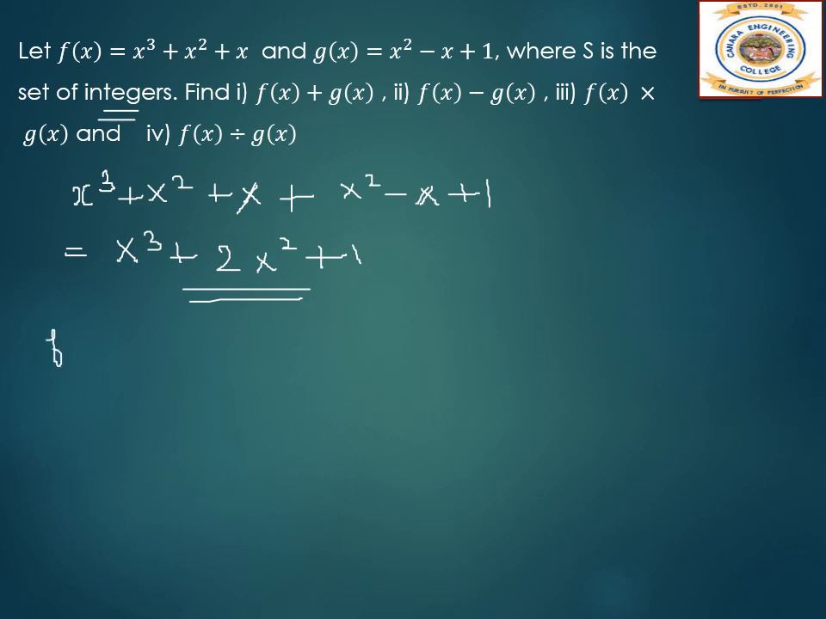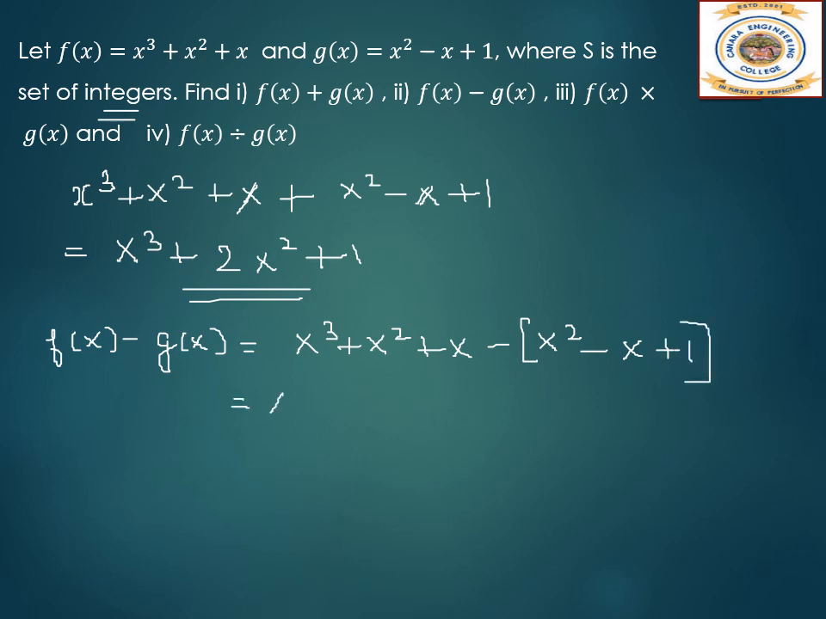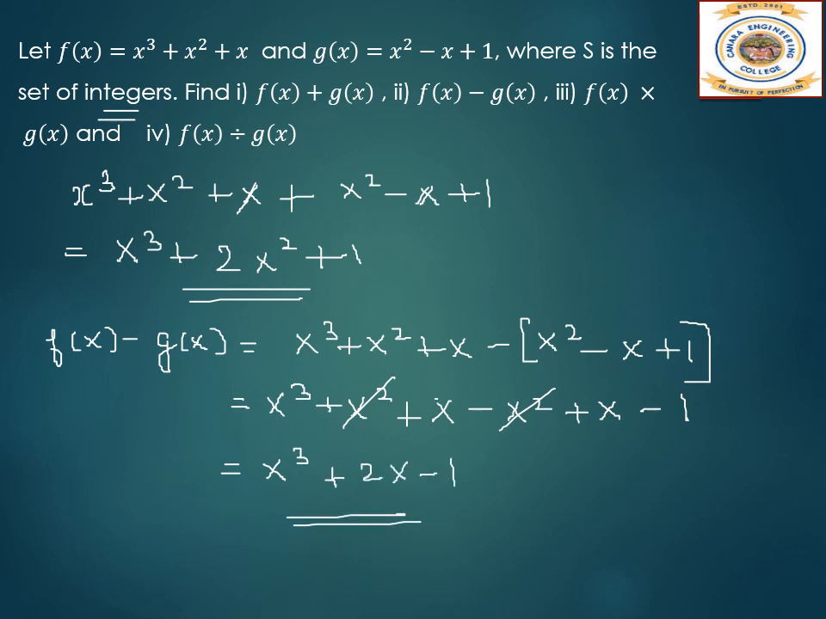Next is subtraction. So f of x minus g of x. So f of x is x cube plus x square plus x minus of x square minus x plus 1. So x cube plus x square plus x minus x square plus x minus 1. So x square and x square will get cancelled. So the answer will be x cube plus 2x minus 1.